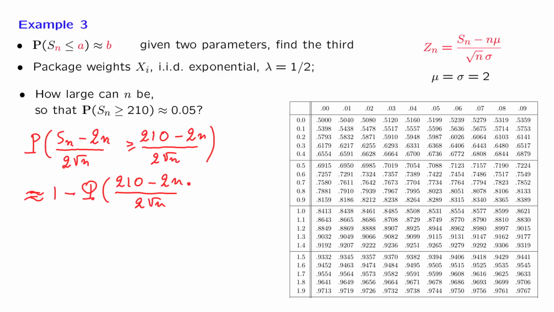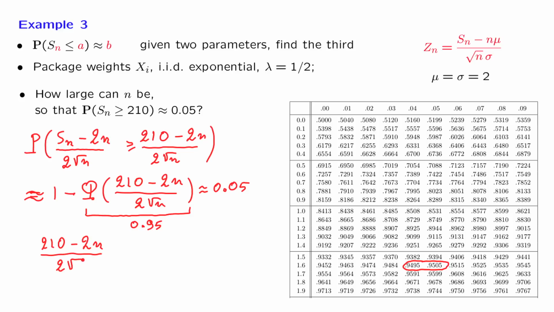Now we want this quantity to be approximately equal to 0.05, which once more means that this quantity should be 0.95, and arguing as before, we try to find 0.95 in the standard normal table, and this tells us that the argument of the normal CDF should be equal to 1.645.